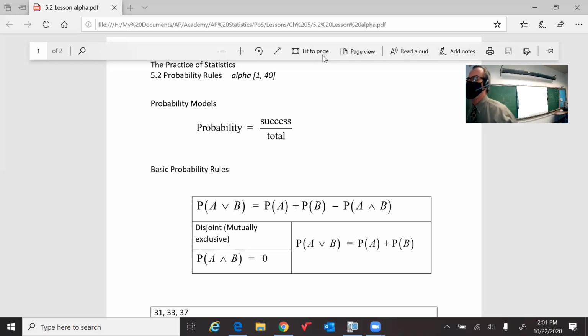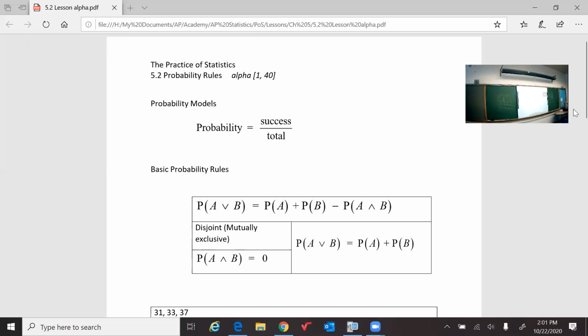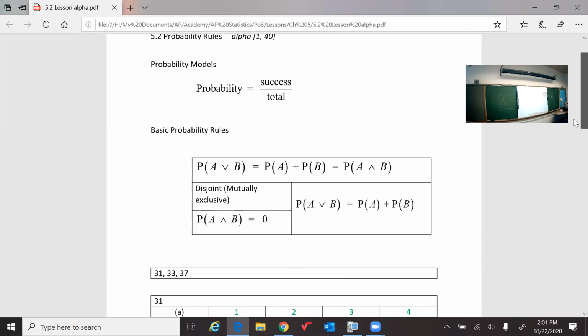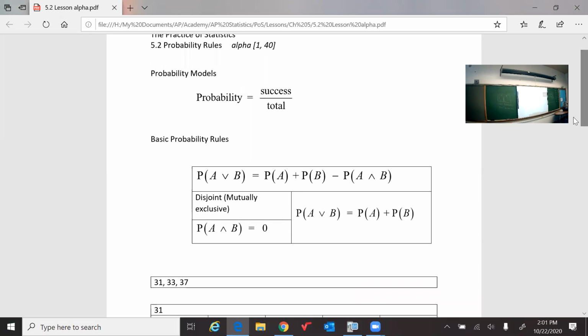So we're going to just do 3 questions. And the questions are, to communicate this to you, this is not the most challenging part of the probability. It's just counting, really. 31, 33, and 37, and we're going to come back and go over that, okay?